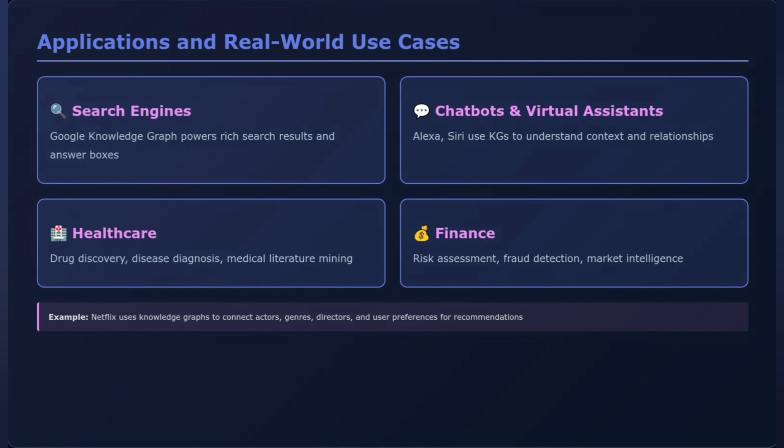And here's a fun one: Netflix. Their recommendation engine uses a knowledge graph that connects you to actors you like, genres you watch, directors whose style you enjoy, and then finds shows that match multiple dimensions of your preferences. That's why their recommendations feel so spot on. The applications are truly limitless. Any domain that involves understanding relationships and connections can benefit from knowledge graphs.